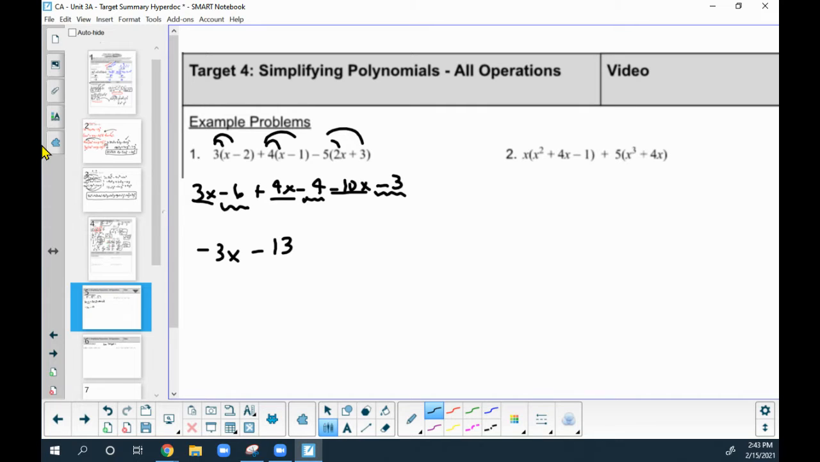You always want to check and see if you can do anything else with combination. You don't really want to go backwards and factor. We're not really there yet, so it's okay to leave it as is.